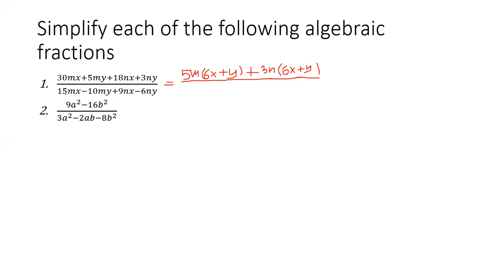For the denominator, we need to factorize 15mx minus 10my. Write down 5m on the outside, and afterwards in brackets, 3x minus 2y, plus 9nx minus 6ny. We need to factorize 3n, in brackets 3x minus 2y.